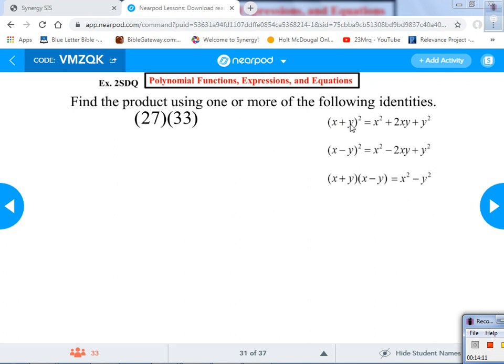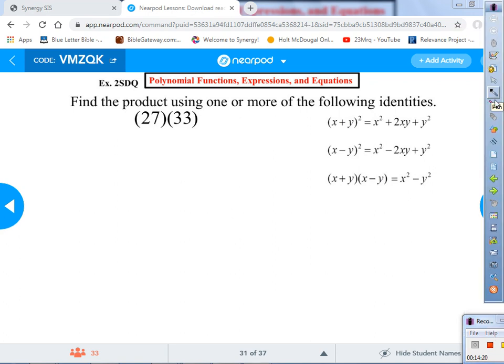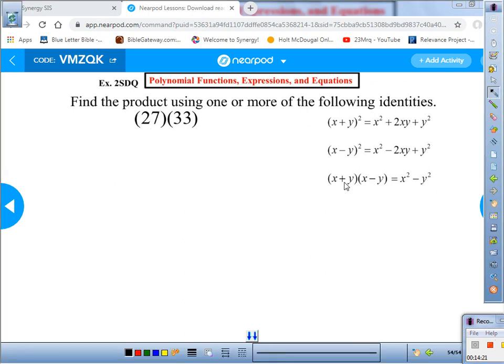All right, if you look at it, does it look something like the first one? No. The second? No. It looks a little bit like this one, but these are different numbers. If you notice, these are two different numbers, but both of them have x and both of them have y. So question, what number is 27 close to? 30. And this one? 30. So we need to use 30 for both. So how can we write 27 using 30?